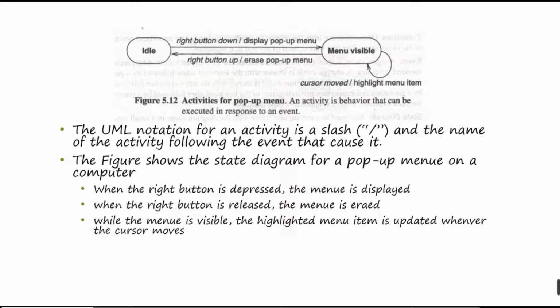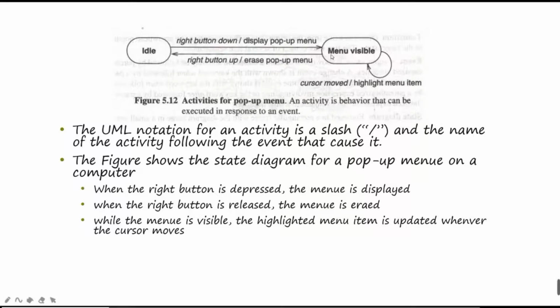And the UML notation for an activity is a slash. It is a slash and the name of the activity following the event that caused it. This is the event, red button down, and this is slash, this is an activity. Display pop-up menu. This figure shows the state diagram for a pop-up menu on a computer. So it has two states, idle and menu visible. When it is in the idle, when the red button is down, it will display the pop-up menu.